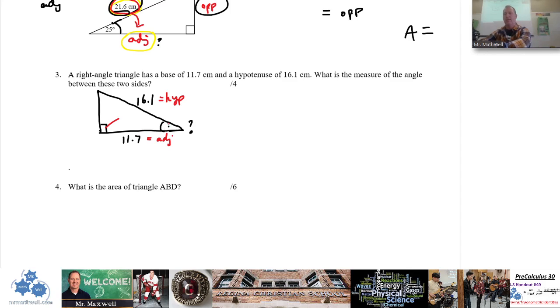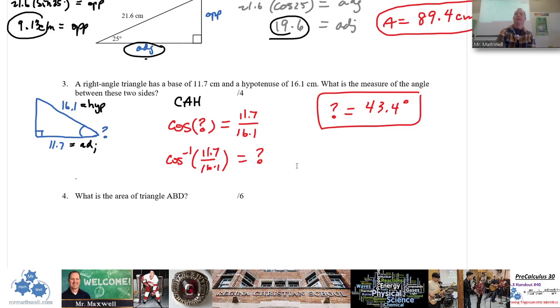So again, pause the video if you're watching this video for the first time and give that a try and see if you can get that angle measure. I'll show you the answer in a minute. All right, so the cosine of the unknown angle there, you use the second function cos on your calculator. So second function cos, or cos to the -1, of 11.7 over 16.1, that's adjacent over hypotenuse, and your calculator should give you 43.4 degrees. So this angle measure is 43.4. Any questions about number 3?